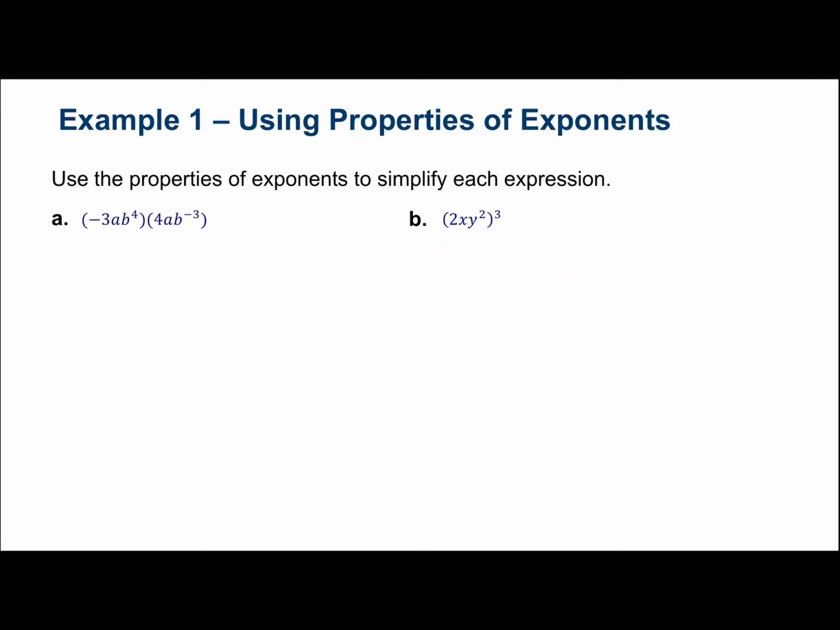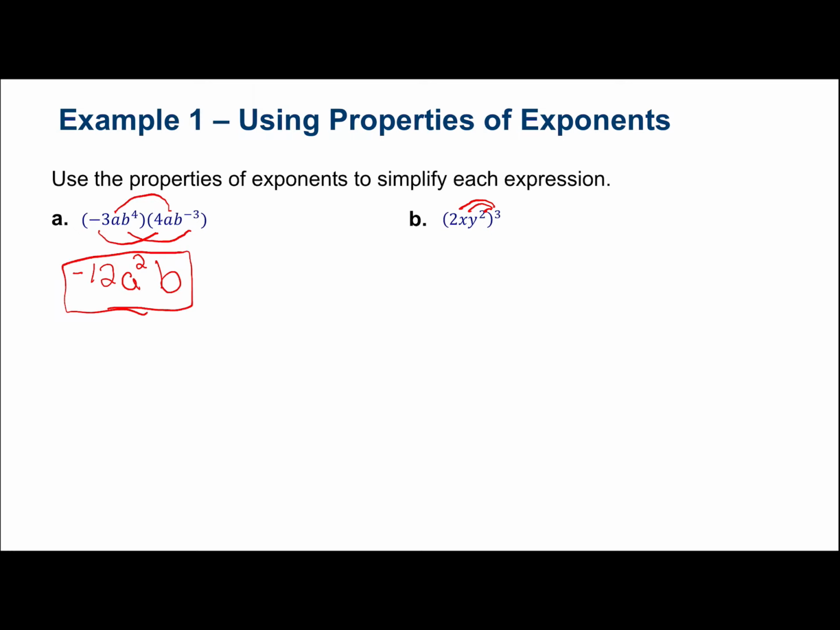So we're going to look at a few examples of using the properties of exponents. Here, part A, I have negative 3ab to the 4th times 4ab to the negative 3. If you have numbers in front of your variables, the negative 3 and the 4, we multiply those together and we get negative 12. Then combine letters that are the same. I have an a and an a, so a times a is a squared. And b to the 4th times b to the negative 3. Remember, we add our exponents, so that would just be b. 4 plus negative 3 is 1. You don't have to write the 1. You can if you want to.